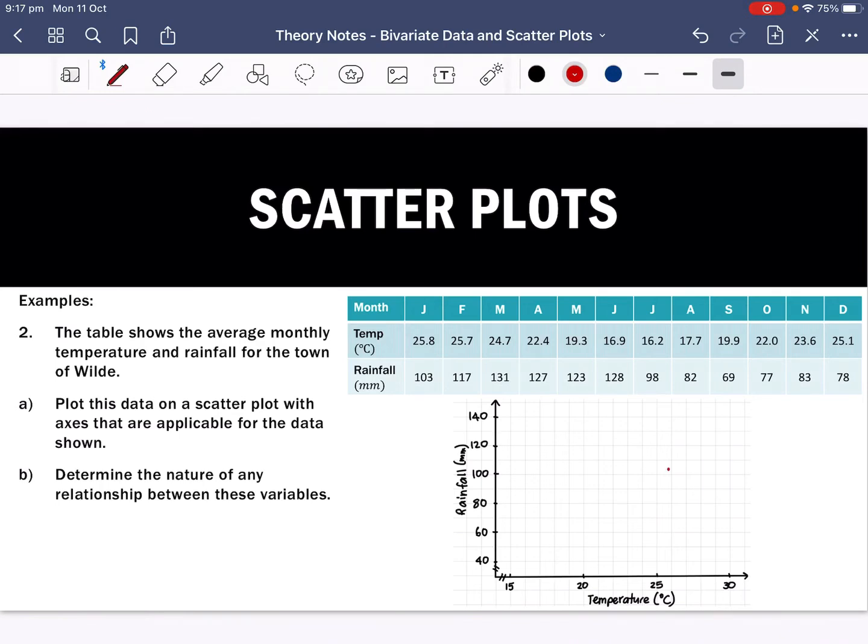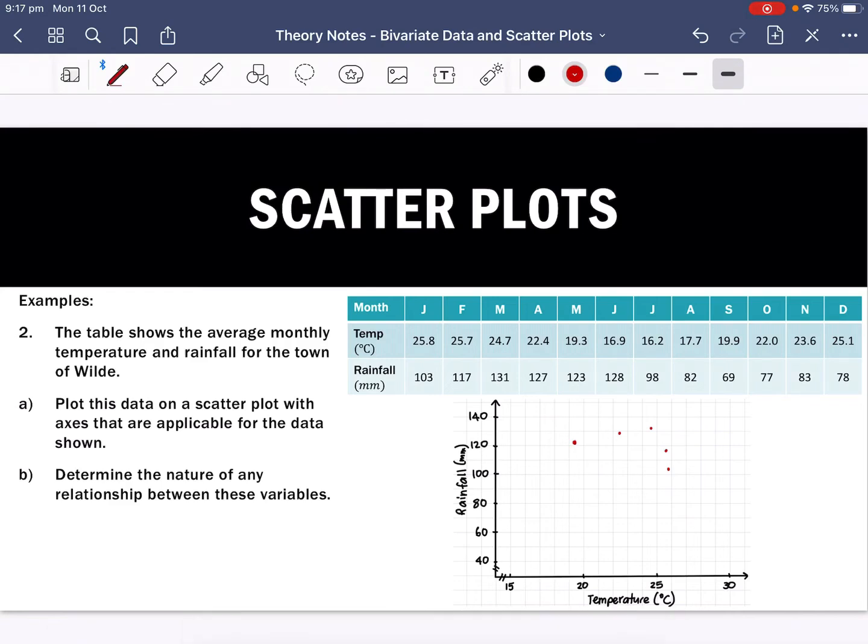Then we have 25.7 and a rainfall of 117. Then we have 24.7 and a rainfall of 131. Then we have 22.4 and a rainfall of 127. Then we have a temperature of 19.3 and a rainfall of 123, roughly there. So with the scatter plot, it is just roughly.